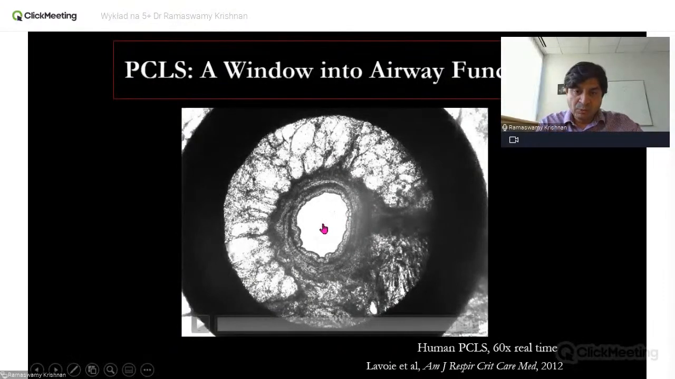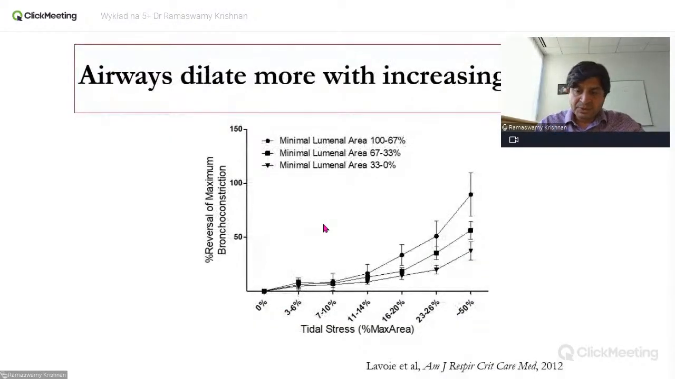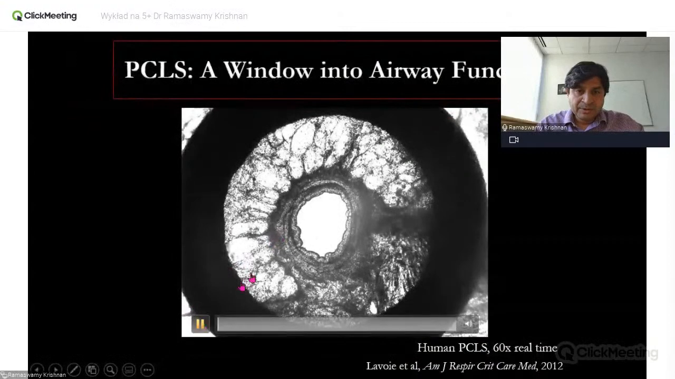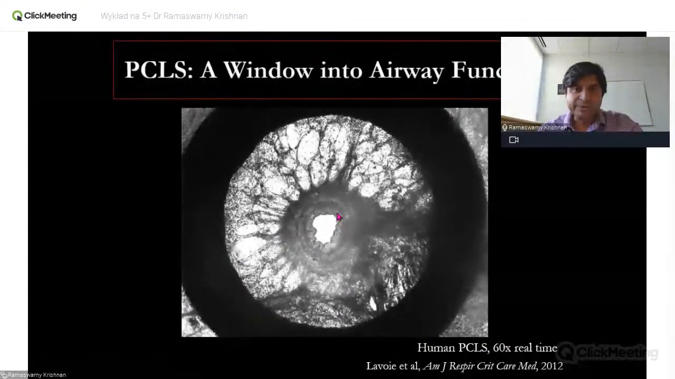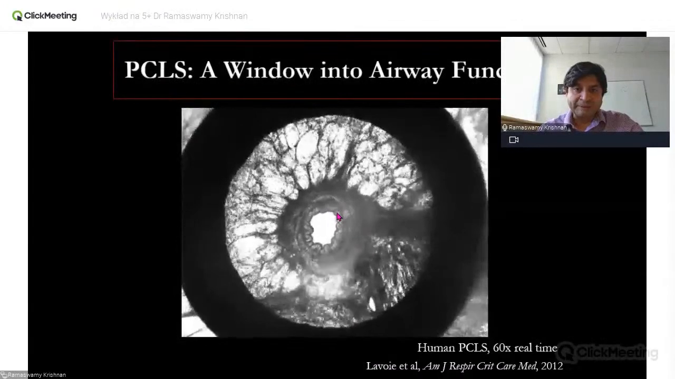So I'm going to play a movie, watch the airway. Oh, I'm sorry. So here we go. First, I add methacholine, which is a constrictor. You can see the airway is narrow. And then we will superimpose breathing.